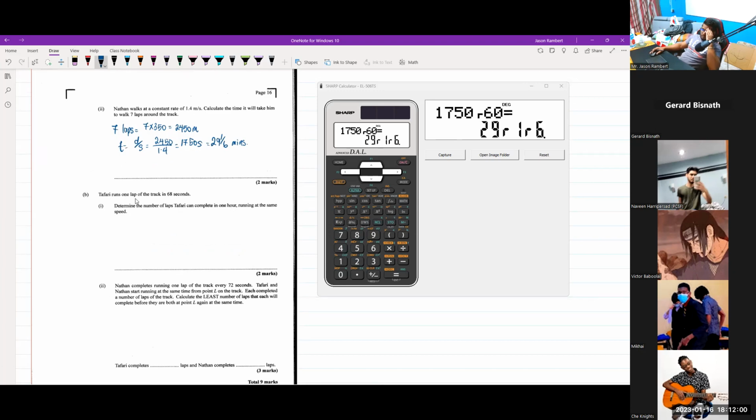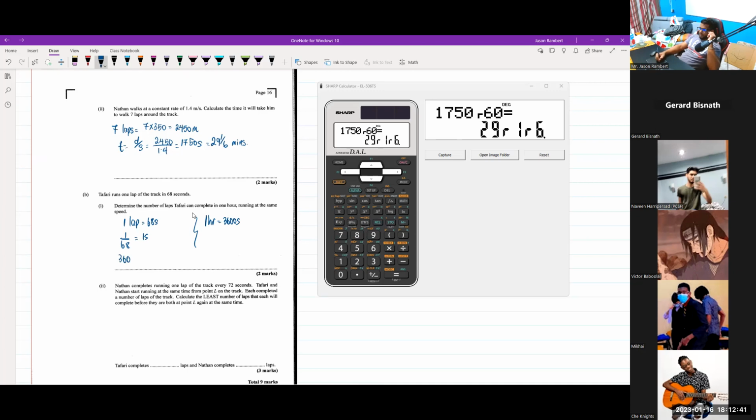Soldier Boy runs 1 lap of the track in 68 seconds. Determine the number of laps he has to complete in 1 hour running at the same speed. So if he takes 68 seconds to run 1 lap, then 1 over 68 is 1 second. And an hour is how many seconds? 3600. 1 hour is 3600 seconds.